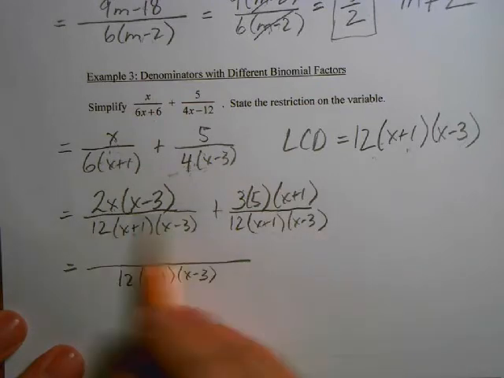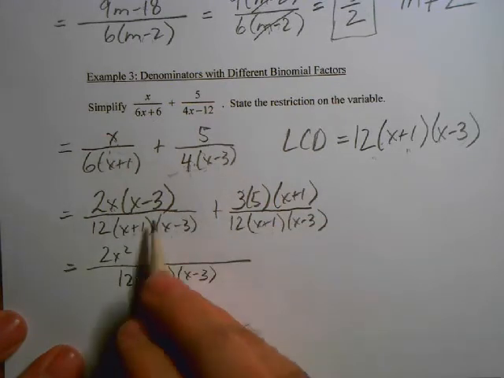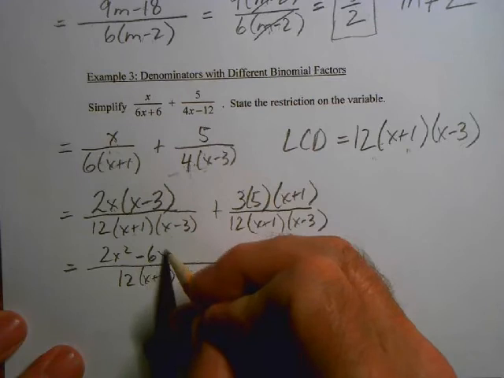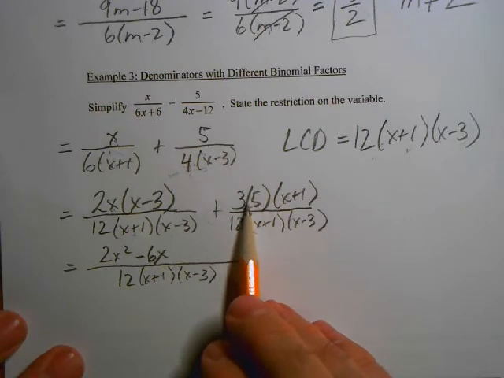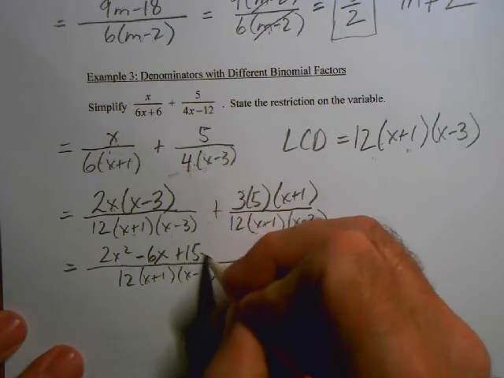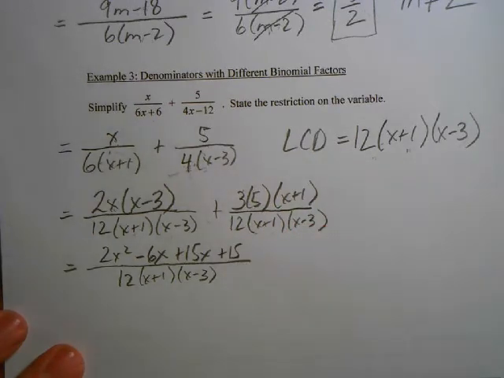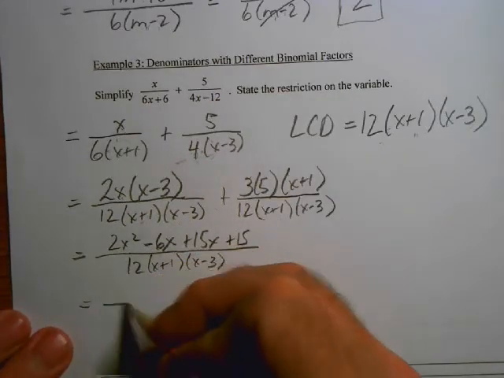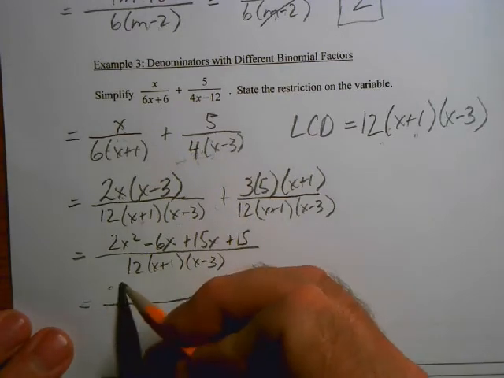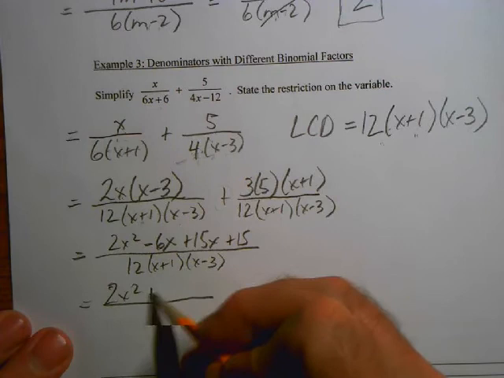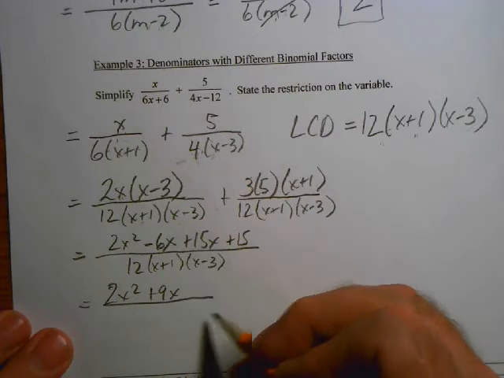So as I read across here and multiply, I've got 2x times x, that's 2x squared. I've got 2x times negative 3, that's negative 6x. Over here, it's adding, so I've got, well, this is basically a 15. 15 times x, that's plus 15x. And 15 times positive 1 is 15. Okay, now I'm just going to simplify the numerator. It's really just combining the x terms. So I've got 2x squared plus 9x plus 15.